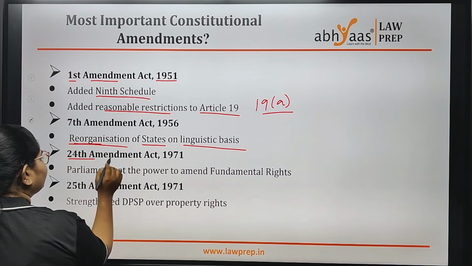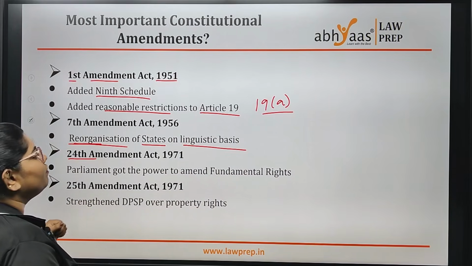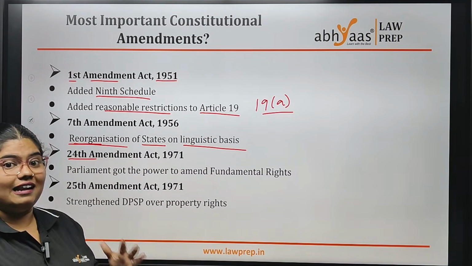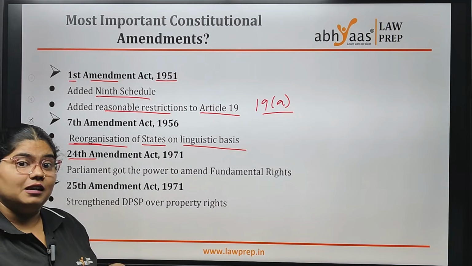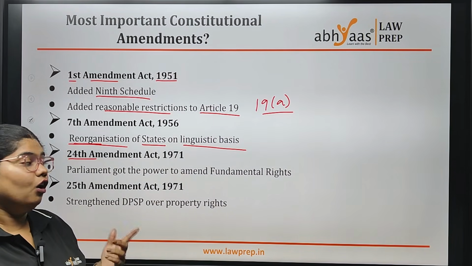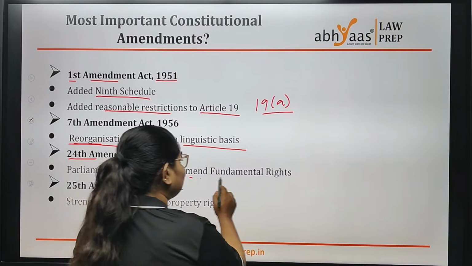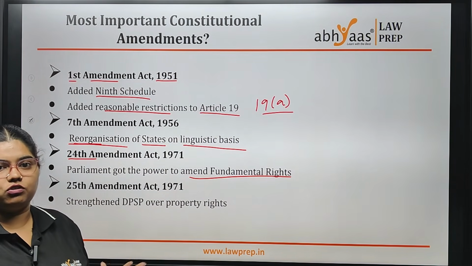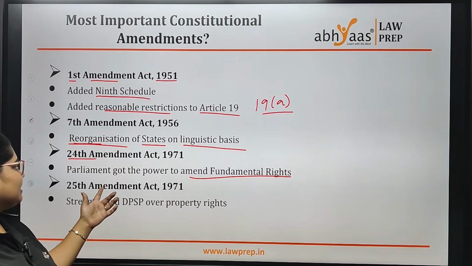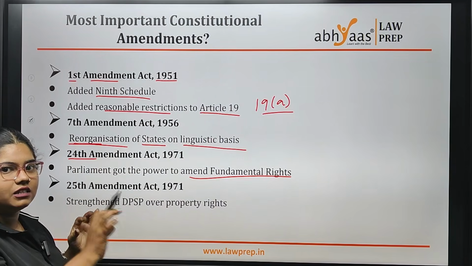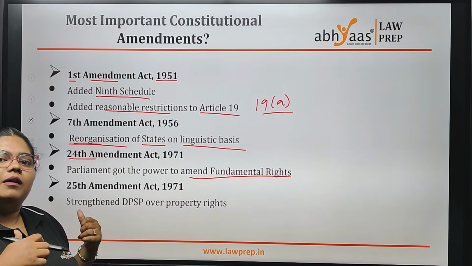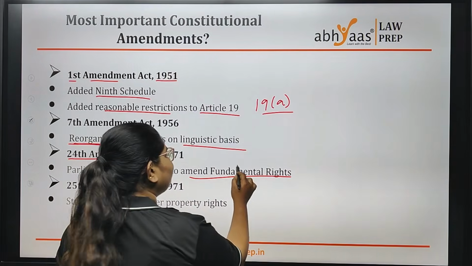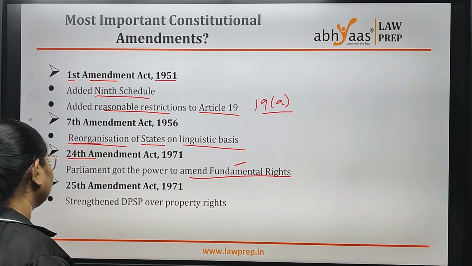Coming to the 24th amendment, here Parliament said that it is very much capable of amending fundamental rights, including any part of the Constitution. It means it clearly said by this amendment, it inserted a provision that Parliament can change the whole of the Constitution, including your fundamental rights.